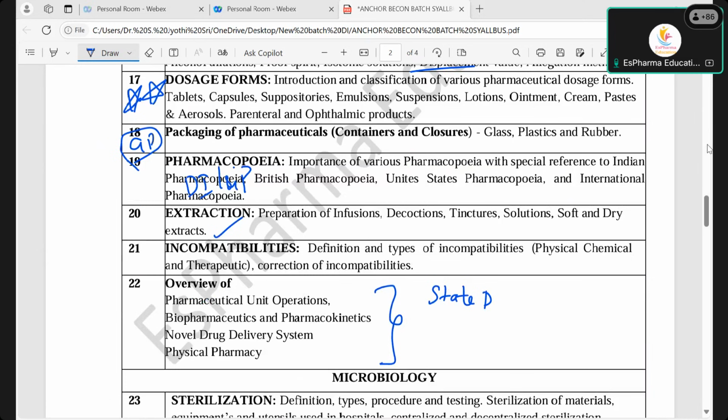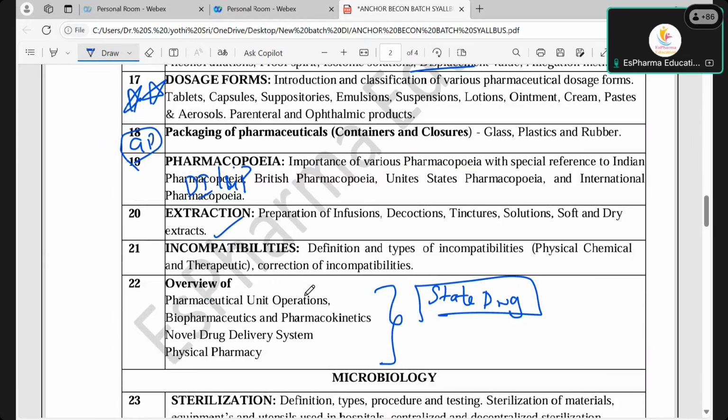Correct? Right. So for state drug inspector they are not asking unit operations, BPPK, novel drug delivery system, physical pharmacy. But unit operations recently they have asked in Govt. Pharmacist, right? And coming to this, as I said, I clubbed everything with the syllabus copy kept beside me, so all subjects are in this. So BPPK, novel drug delivery system and physical pharmacy are asked in RRB examinations.